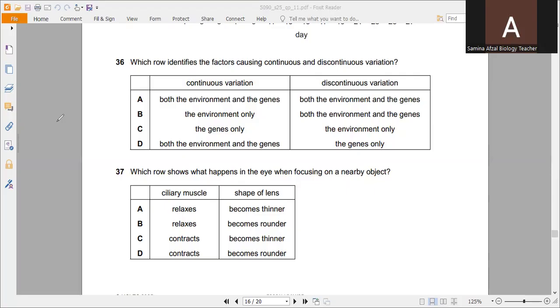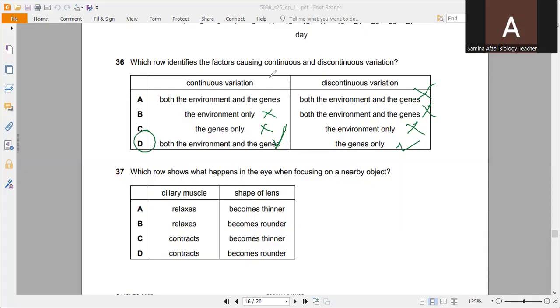So according to this, both environment and genes for continuous variation; discontinuous variations are only genetically affected. Environment only, no. Both the environment and the genes only, no. The environment only, no. So it is both the environment and the genes. So D is the correct option.